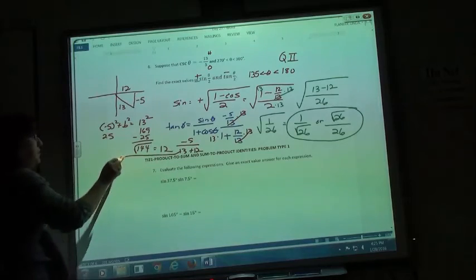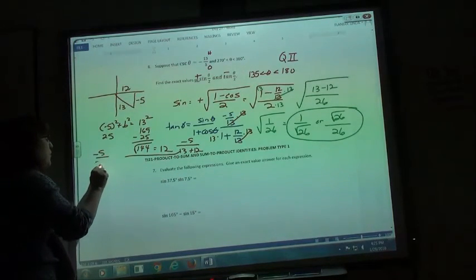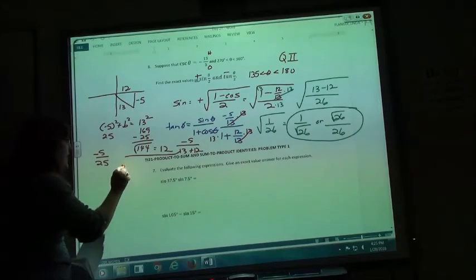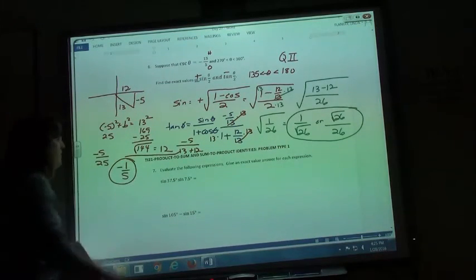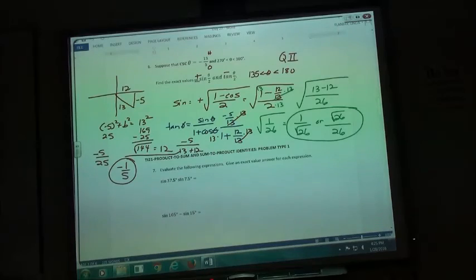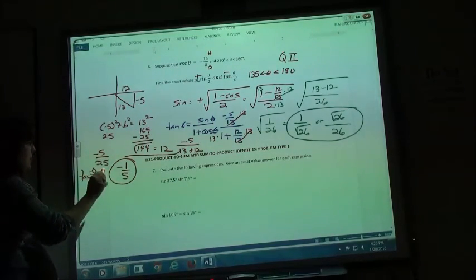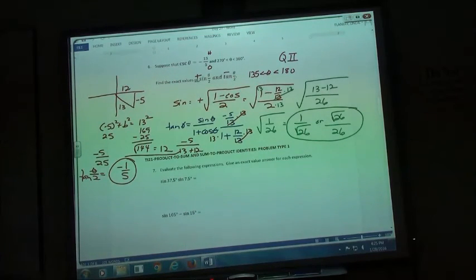I'm going to go over here. So I have negative 5 over 25. And if I have negative 5 over 25, I can reduce it down. So negative 1/5 is going to be my answer for the tangent of theta. Actually, the tangent of theta over 2 when we solve that.